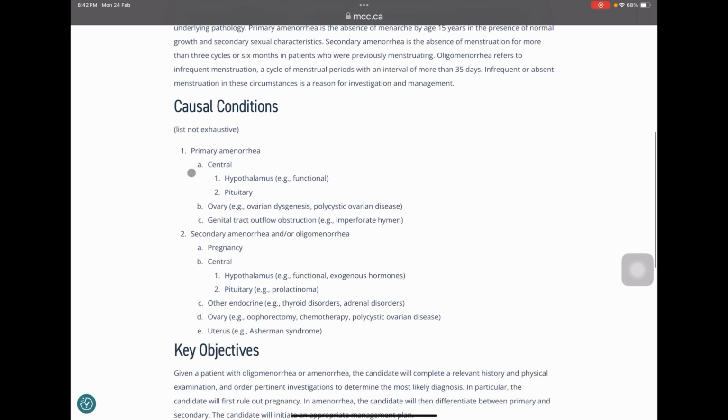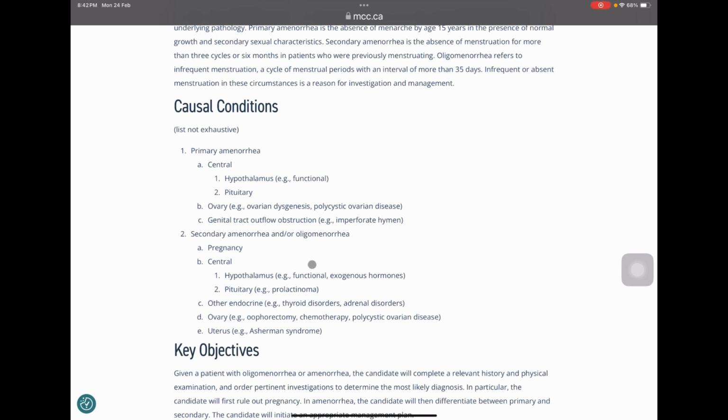So what are the causes? Primary and secondary. Primary is central, ovarian, and genital tract outflow obstruction. If it's central, it is related to the hypothalamus. It could be functional, pituitary, or ovarian. Ovarian is like ovarian dysgenesis, PCOS, and genital tract outflow obstruction like imperforate hymen.